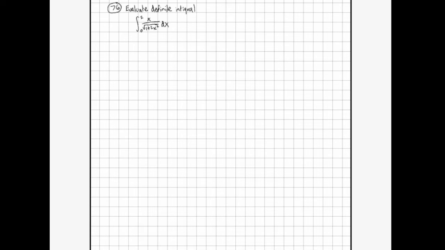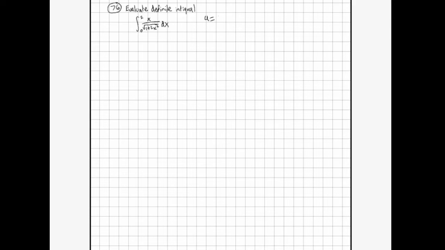This problem is problem 76. It tells me to evaluate the integral from 0 to 2 of the function x over the square root of 1 plus 2x squared dx. So the first thing I do is I choose my u. I'm going to choose my u to be this right here.